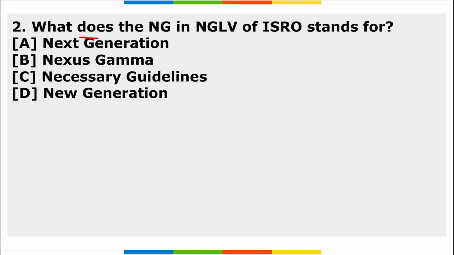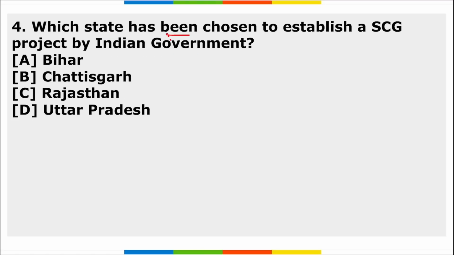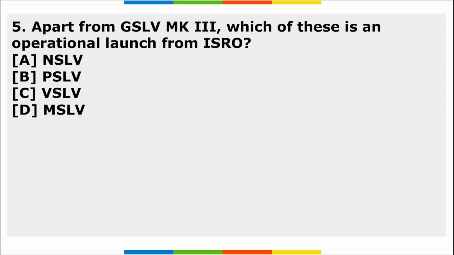Second question. What does NG in the NGLV of ISRO stand for? Important question, friends. Very important question, this second one. Third, who is ISRO's chairman in October 2022? We all know who the chairman is, but I want you to tell me the number, that is, which number of chairman he currently is. Next, which state has been chosen by the Indian government to establish an SCG project? Next, fifth question: apart from GSLV Mark 3, which of these is a launch vehicle operated by ISRO?